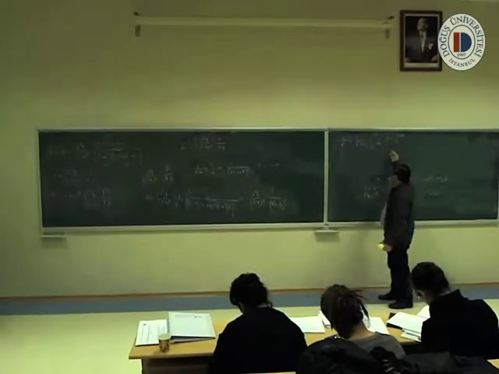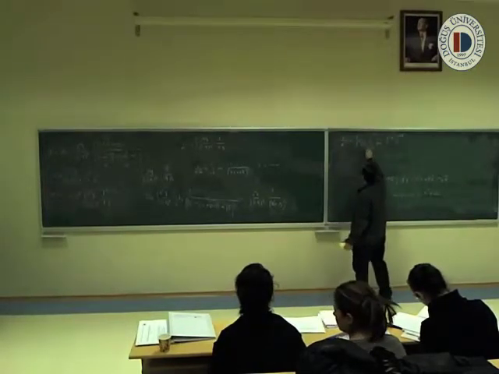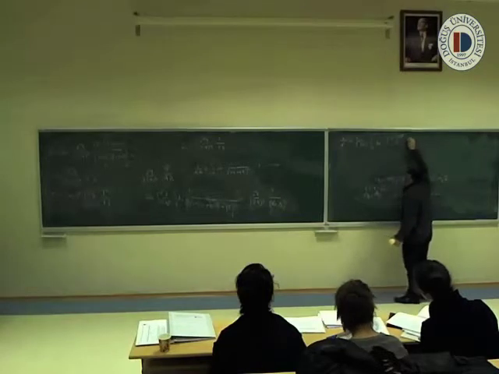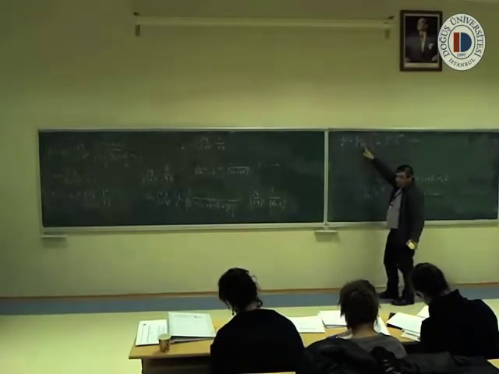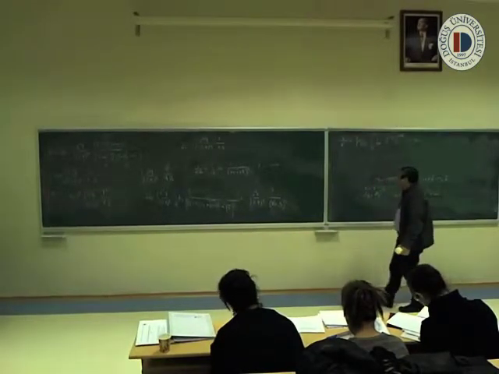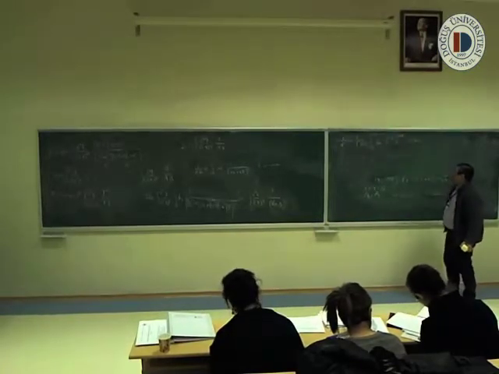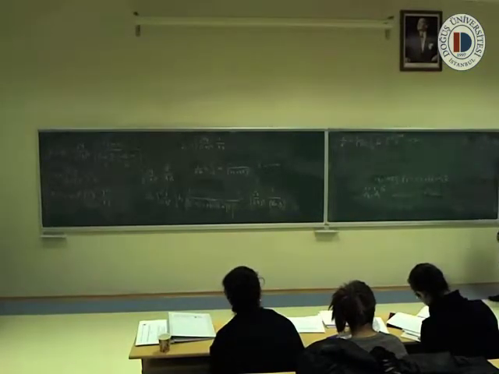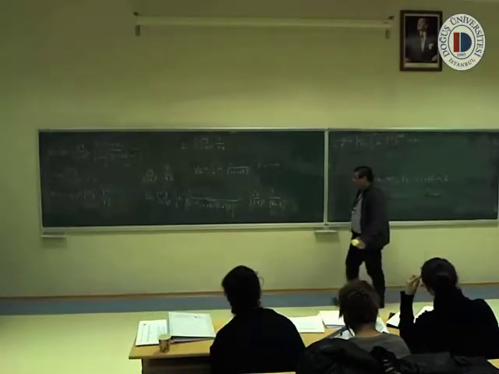Well, this is okay for all n, but n positive. Sorry, for n positive. Because for n equal to 0 and n equal to minus 1, this gamma will diverge. So this is only valid for n greater than 0. You may verify this relation to yourself.